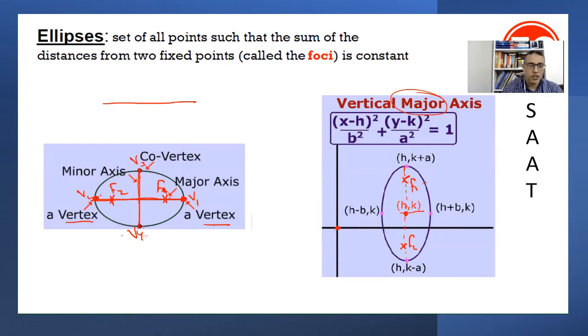The general equation of the ellipse is x squared over a squared plus y squared over b squared is equal to 1. But this ellipse has its center at 0 and 0. In case the ellipse's center is not 0 and 0, but h and k, here is the equation: x minus h squared over b squared plus y minus k squared over a squared is equal to 1.